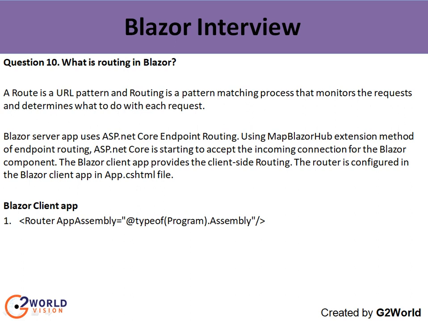Question number 10. What is routing in Blazor? A route is a URL pattern, and routing is the pattern matching process that monitors requests and determines what to do with each request. Blazor Server apps use ASP.NET Core endpoint routing, using the MapBlazorHub extension method of endpoint routing. ASP.NET Core is starting to accept the incoming connection for the Blazor components.